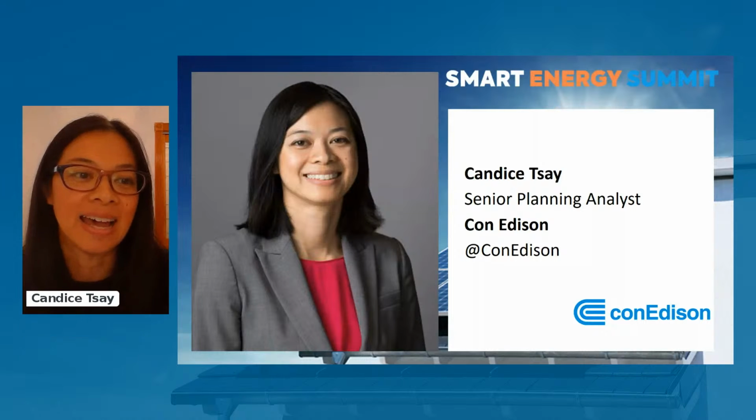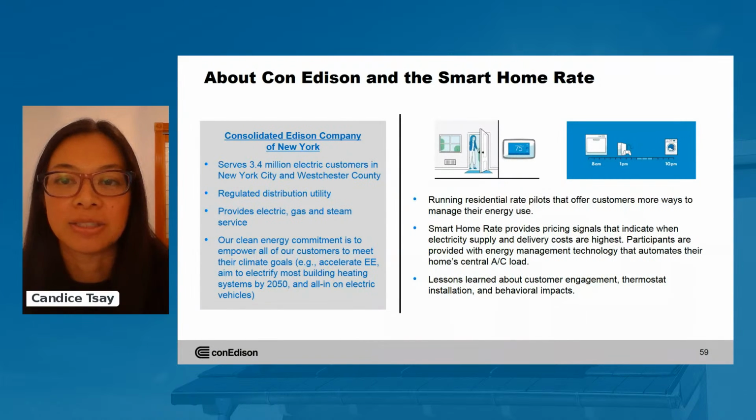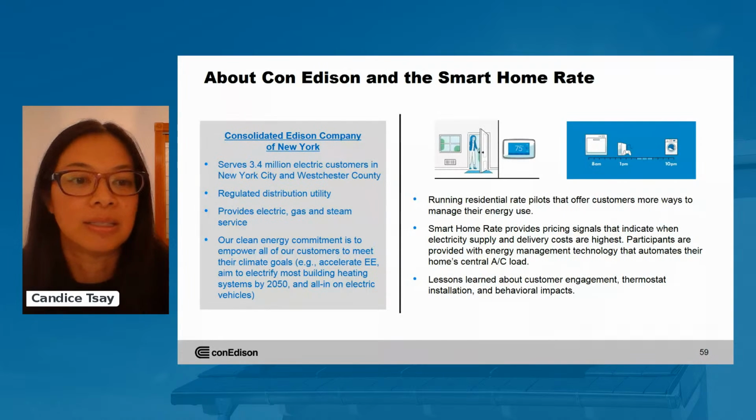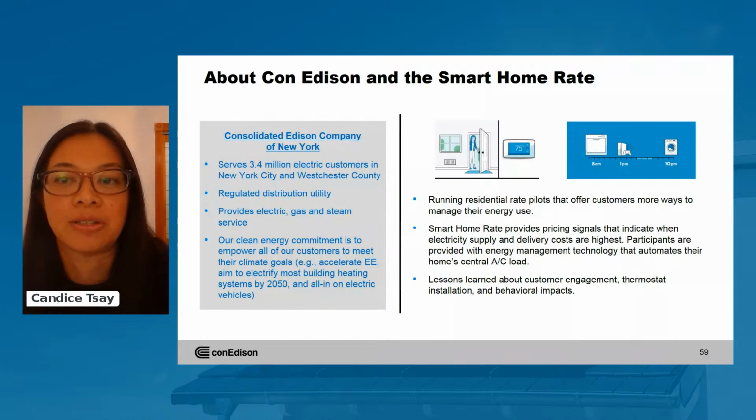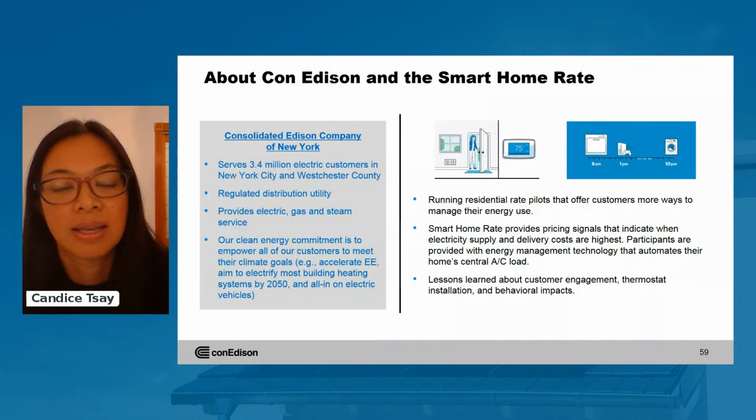I'm Candace Tsai. I'm a senior planning analyst at Con Edison. I'll start out by just introducing a little bit about Con Edison. I actually work for the regulated utility, the Consolidated Edison Company of New York. We serve 3.4 million electric customers in New York City and Westchester County in New York. And we are a distribution utility, and we provide electric, gas, and steam services.